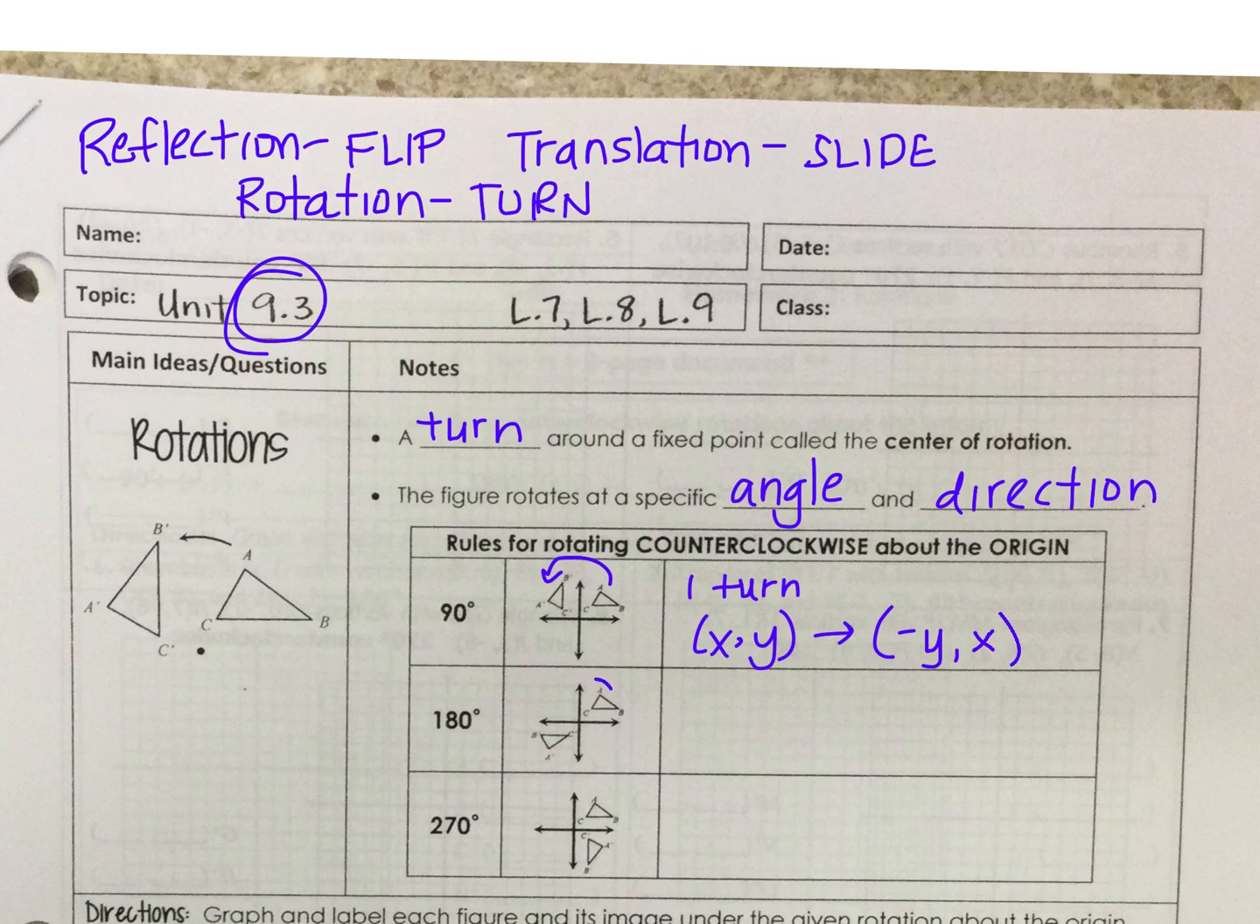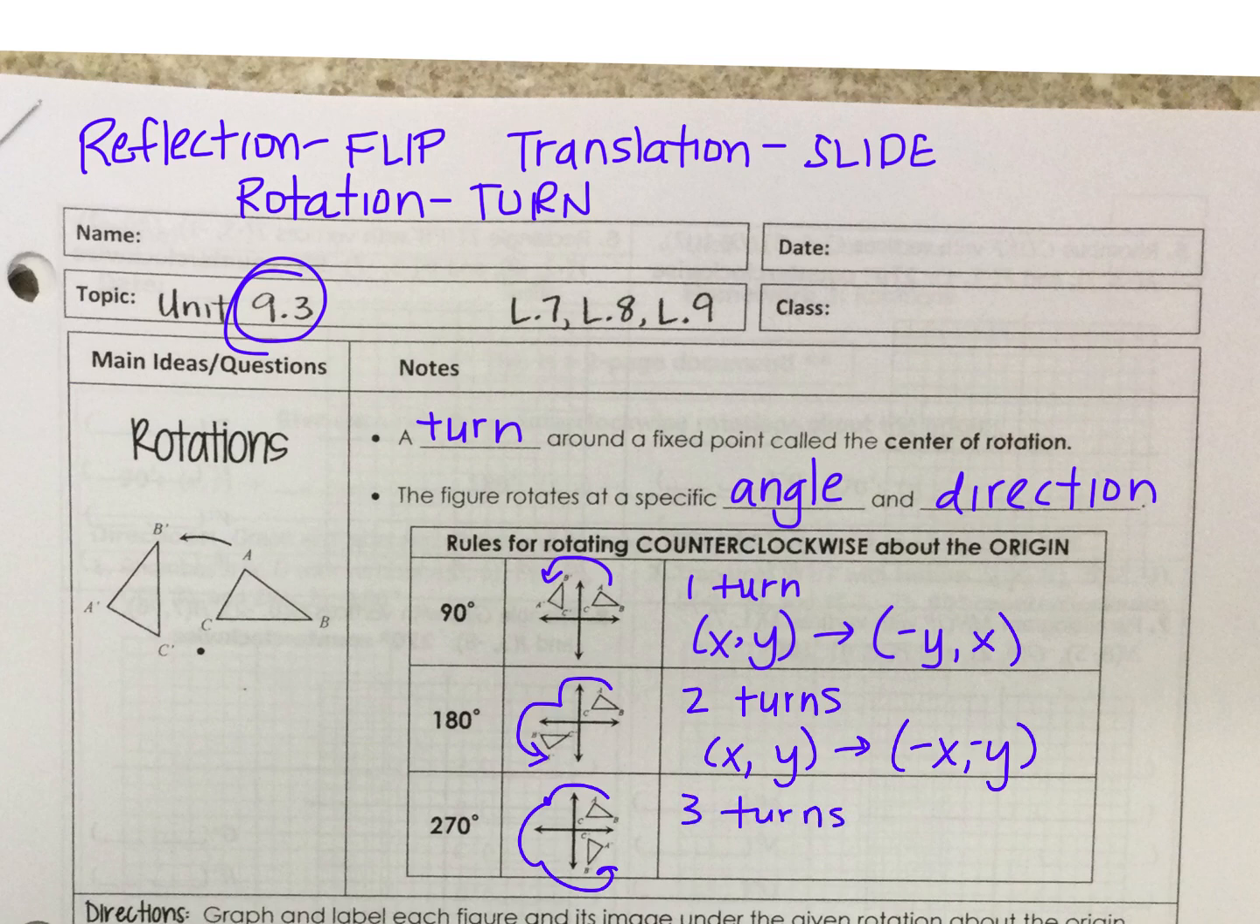When I have a 180, I take 2 turns. And what happens there from my X to my Y is they stay the same, but they both become negative. 270 is 1, 2, 3 turns. And when I have that, my Y becomes my X, and my X becomes my Y and becomes negative.